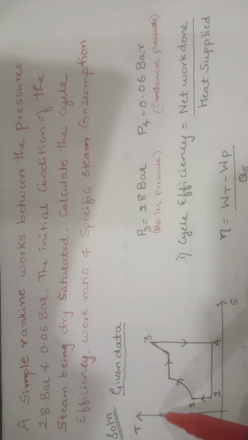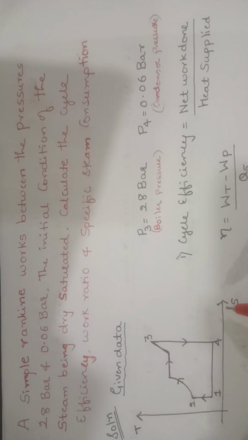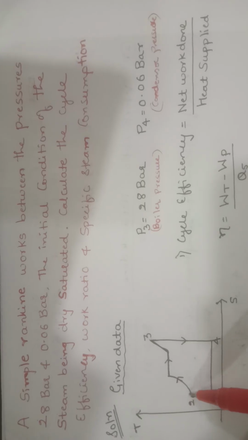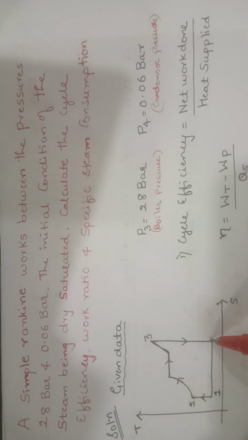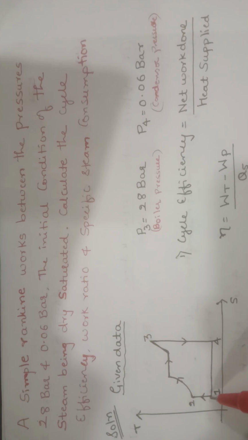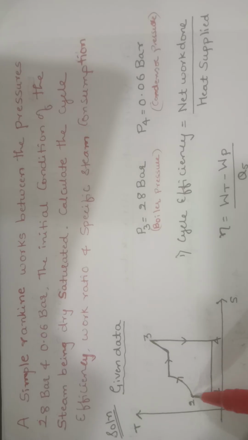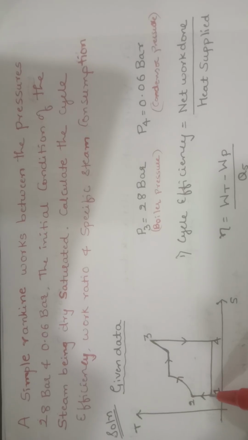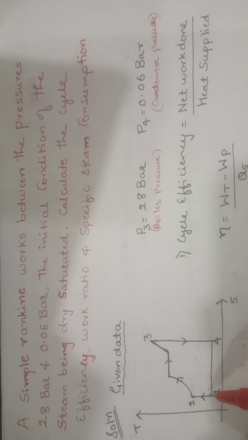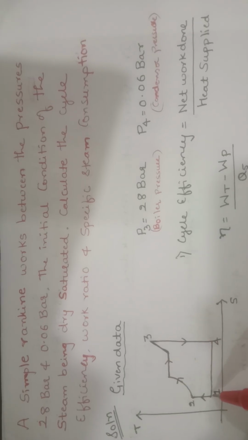So first let us draw this T-S diagram. So this is process 1 to 2, process 2 to 3, process 3 to 4 and process 4 to 1. Process 1 to 2 is the isentropic compression in the pump. In process 1 to 2, some work input is given to the pump in order to pump the water to the boiler, which is received from the condenser.